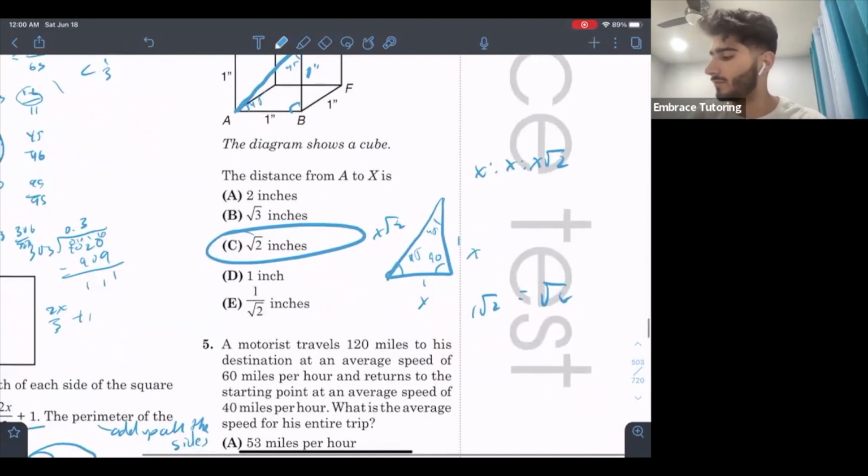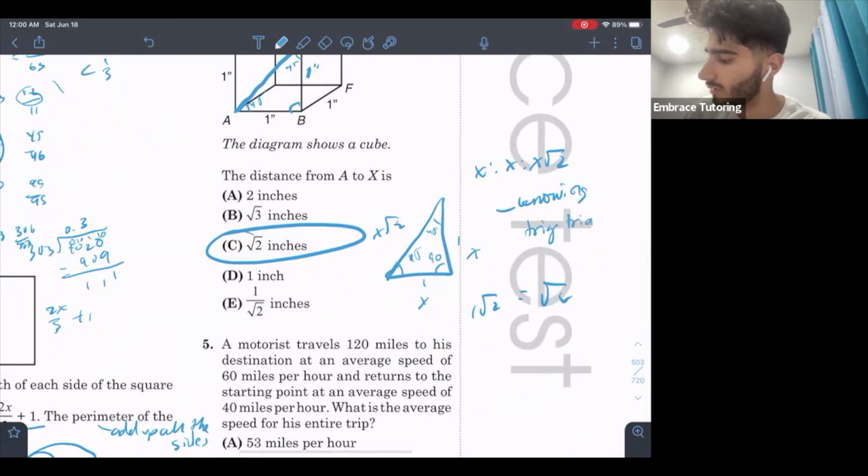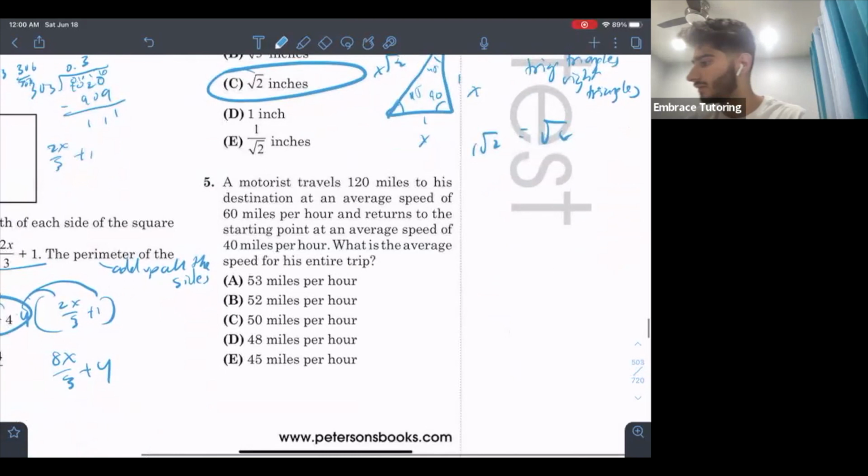Question 5. This was knowing right triangles.